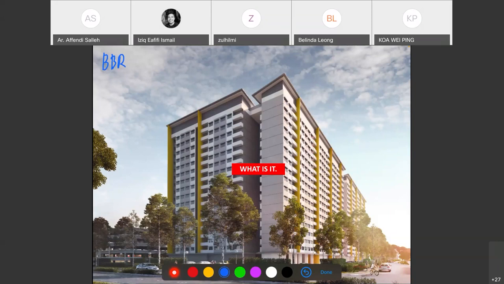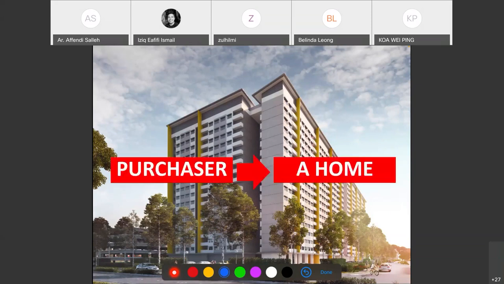To the purchaser, it is a home. They don't see it as an affordable home. This is all they can afford. They don't see it as an affordable home like how I, the designer, see it. They don't see it as an affordable home like what the politicians see it. No, they see it as their first home, actually. It's not a house to them. It's a home. First home.